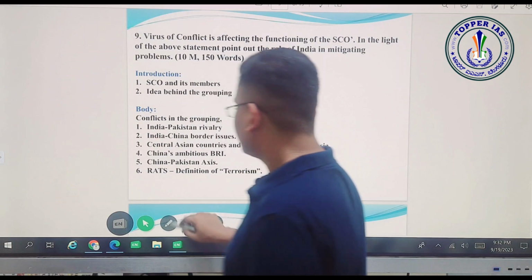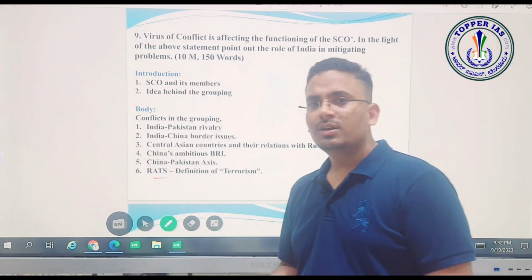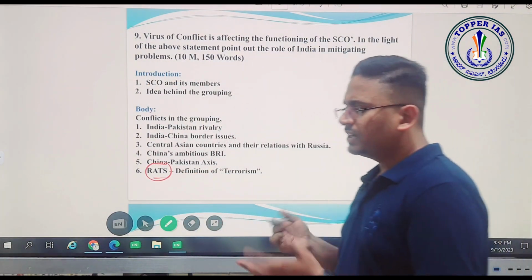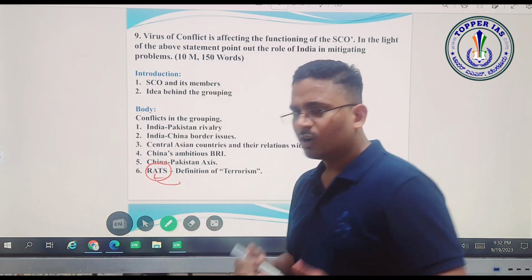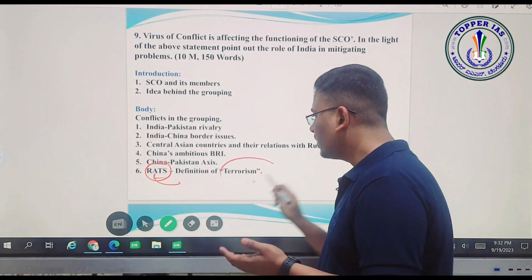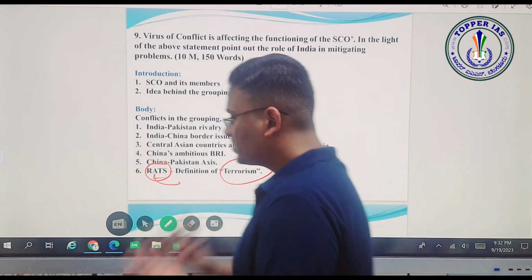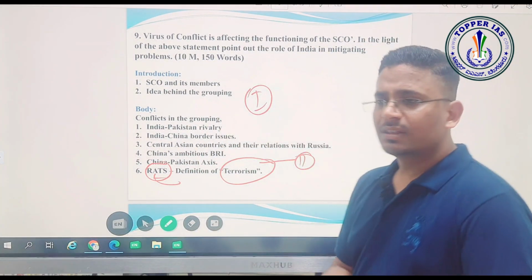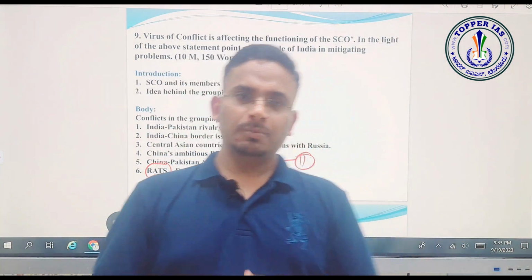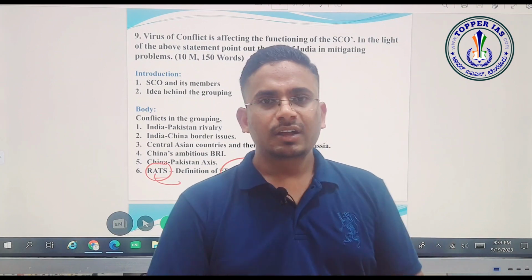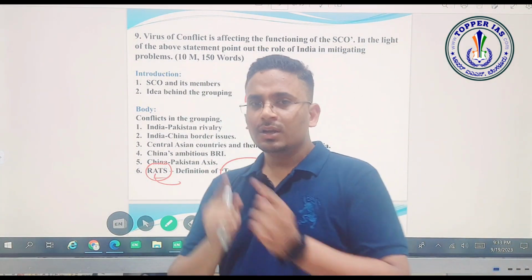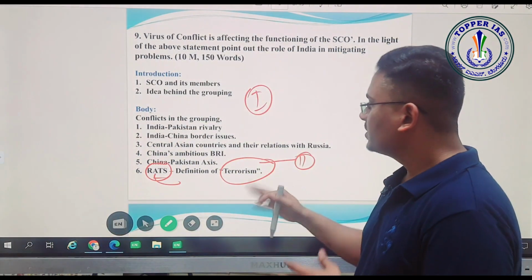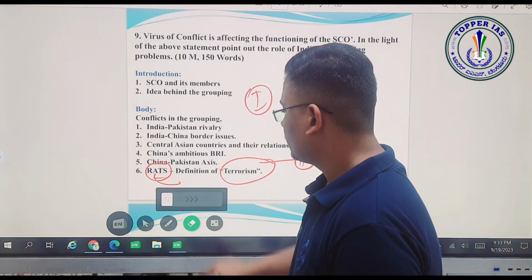Another interesting one is RATS, the Regional Anti-Terrorist Structure. This is a structure which SCO formed, but its functioning is questionable. RATS has to work on anti-terrorist activities, but what is terrorism is not defined. India gives one definition of terrorism and Pakistan gives another. Pakistan's definition is very liberal, because it is a breeding ground of terrorists, while India's definition is very strict, as India follows zero tolerance towards terrorism. The definition is not clear, so how will RATS work? That is one conflict we have.